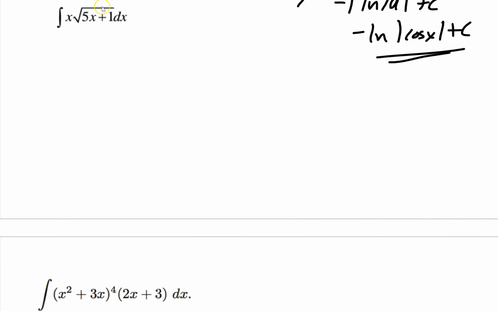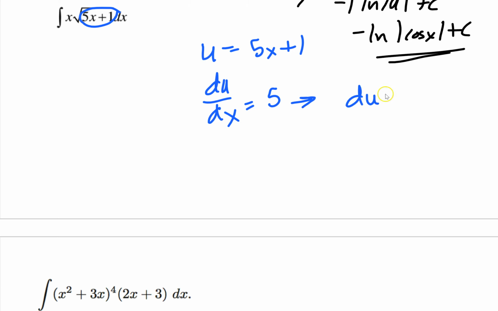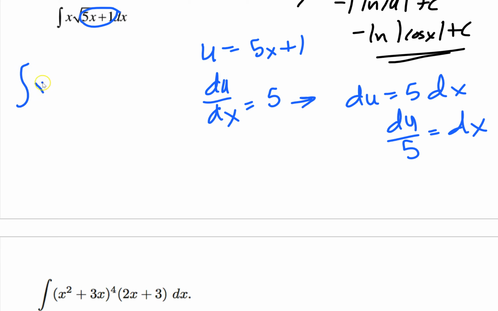Look at this one. Hopefully it's easy to see what the u is, right? It's going to be this right there. U is going to be 5x plus 1. Let's take the derivative. Du over dx equals 5. Do some algebra. Multiply by dx. Du over 5 equals dx. Now, if you look at this one, when I plug it back in, look what's going to happen. So the integral of x, let's rewrite that to the 1/2 power. So this is going to be u to the 1/2 du over 5.